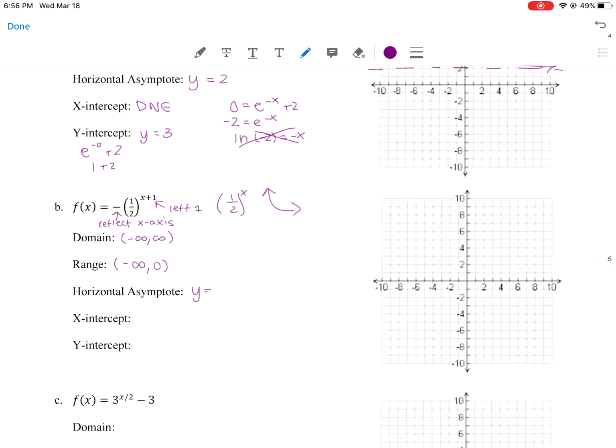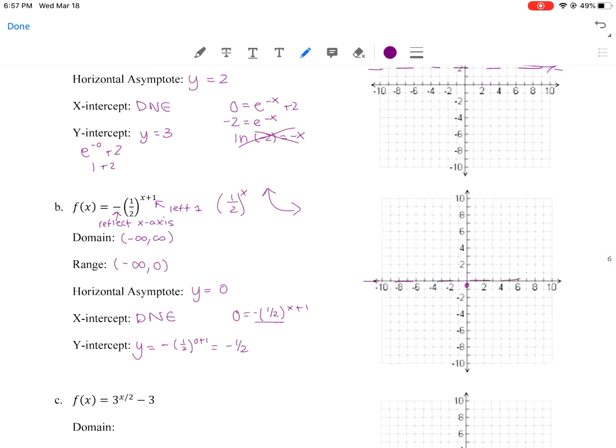We will still have the same asymptote at y equals 0, because shifting it right and left is not going to influence that. If we have an asymptote there, you could logically say to yourself, hey, there's no x-intercept, but you can always convince yourself by setting y equal to 0 and trying to solve for x. A half raised to some power will never give you 0. However, if I plug in 0 and I do negative a half raised to 0 plus 1, I do get negative a half as my y-intercept.